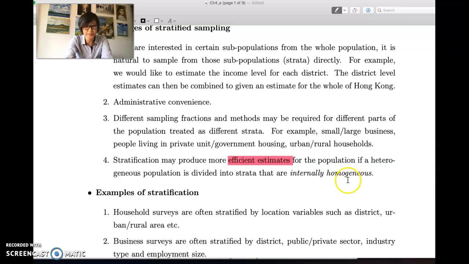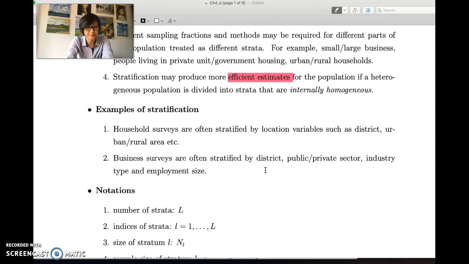So back to stratified random sampling. If we find that the population itself is quite heterogeneous, but we can easily divide the population into different strata, and within the stratum they are quite similar, they are homogeneous, then stratification will result in a more efficient estimate. In other words, the variance would be smaller.